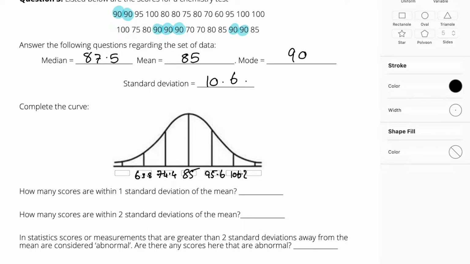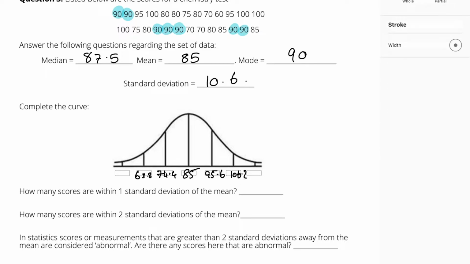Now, from what we're looking at here, the test is not marked out of 100%. It can't be, because of the 106.2. That's telling us that this must be their marks achieved out of perhaps maybe 150 or out of 200.